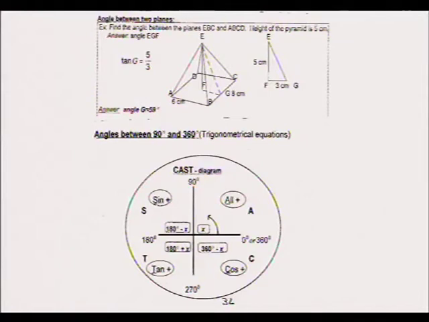If you have the angles between 90 and 360, then it is the CAST diagram, and from 90 degrees, all are positive. And the next one, C is cos, 360 minus x. T is for tan, 180 plus x. And S is for sin, 180 minus x. So all, and then sin, cos, tan. CAST: cos, all, sin, and tan.